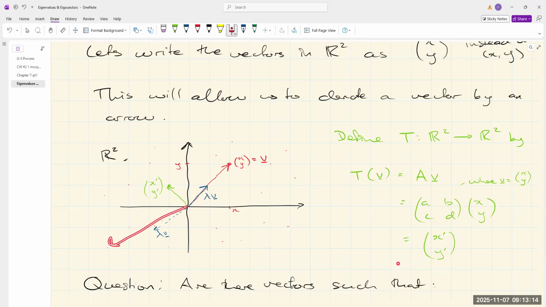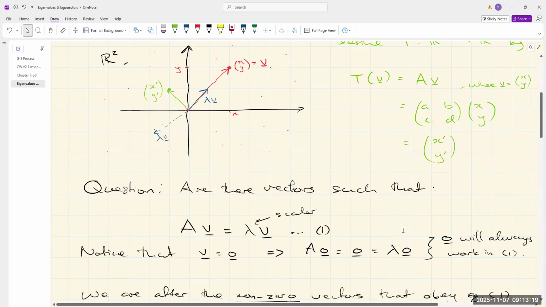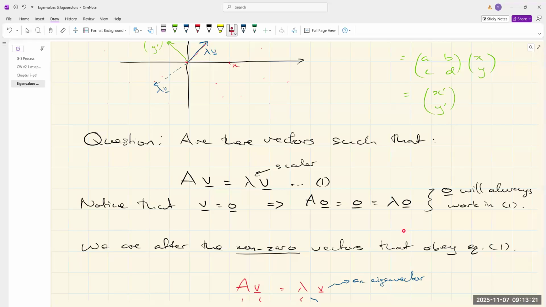Or maybe it's in the opposite direction. In other words, we were looking for cases where, when we did a matrix times a particular vector, we get some scalar multiple of the vector that we put in. And I said that it will always work if we take the zero vector. The zero vector is one such vector. But we don't care about that. I don't want the zero vector. I want to know, are there any non-zero vectors that obey this equation?